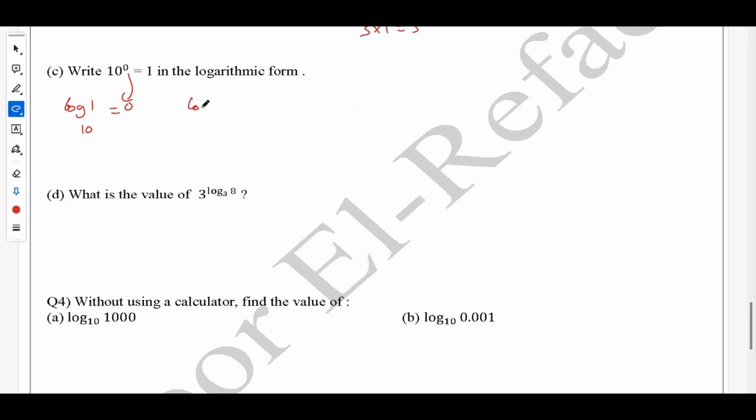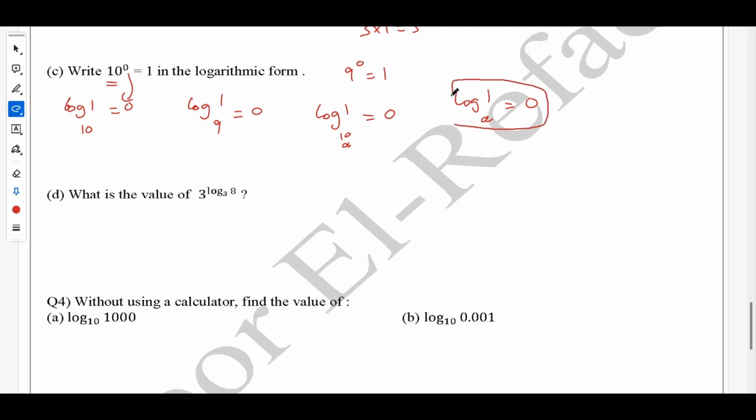Another example, log 1, I need to change the base. It does not always need to be 10, maybe 9. It exactly equals 0, because 9 to the power 0 equals 1. So log 1 to the base 10, or whatever the base is, maybe 7, maybe 11, it equals 0. So log 1 to the base a equals 0. Always.